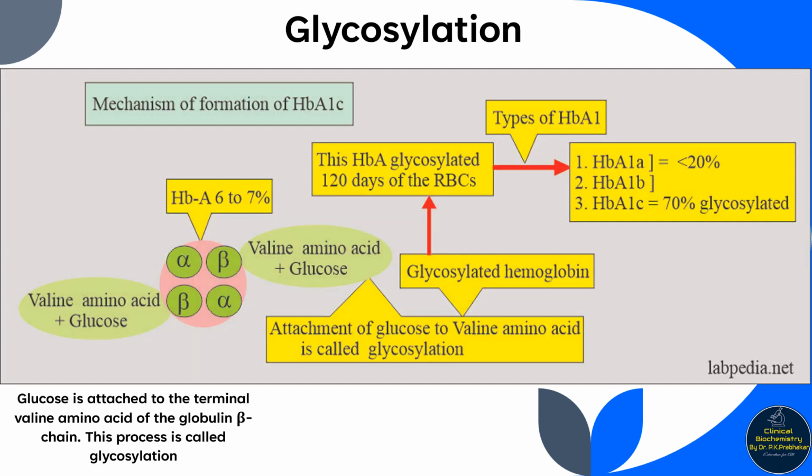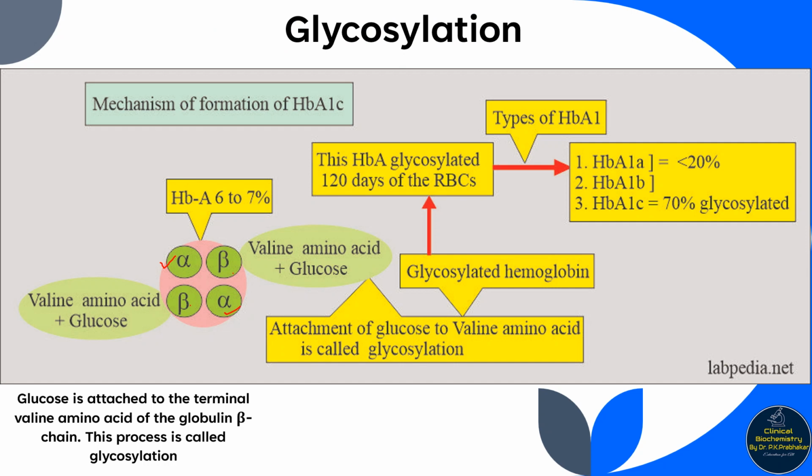Now, how does this glycosylation occur? If you see, this is the hemoglobin, which has 2 alpha and 2 beta chains. In the case of the beta chains, we have a valine amino acid.